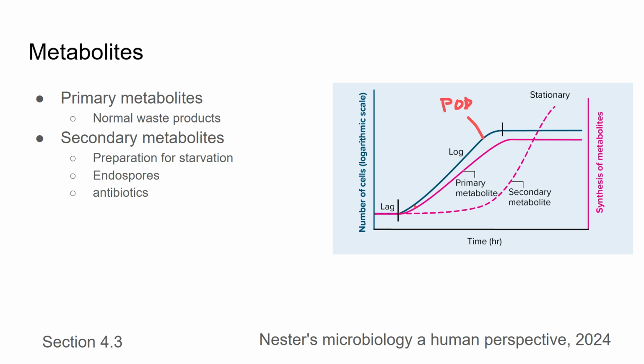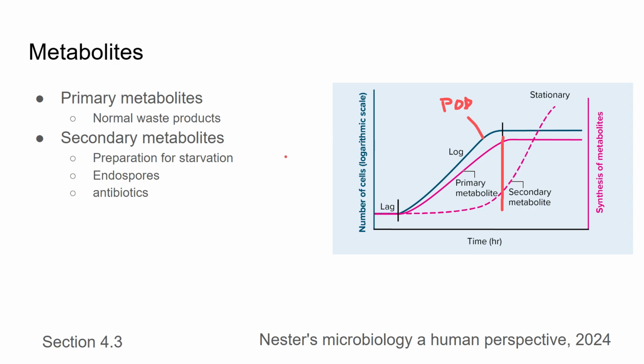So these ones will actually be produced at a similar rate to the population growth. And then they'll start to level off once you reach the secondary or the stationary phase. But secondary metabolites are going to be something very different. They're special. They don't really start to grow very fast until you reach that stationary phase. Now, what's happening here is a lot of the food in the system is going to be gone.